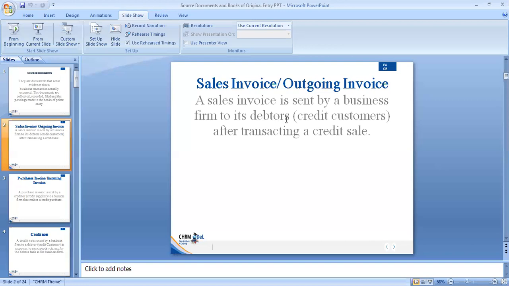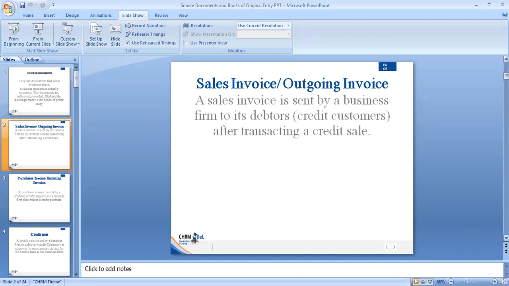So for all the credit sales that we made in a particular period, maybe it can be one week, for us to be able to know how much we have sold on credit, we shall go to the sales invoices that we have issued to the customers and we total them. And the total we are going to get there is going to give us all the credit sales that we have made. So it is evidence to show that goods have actually been sold to a particular customer on credit terms.